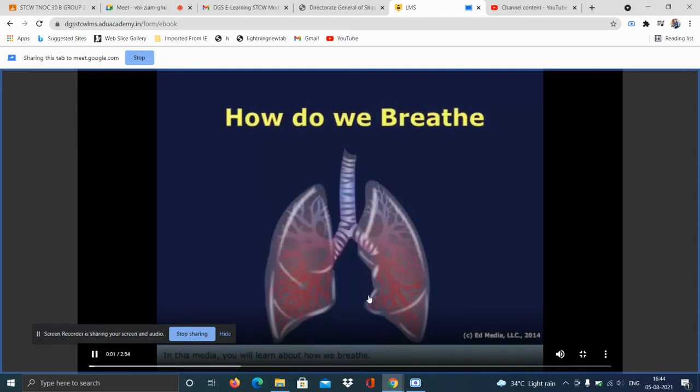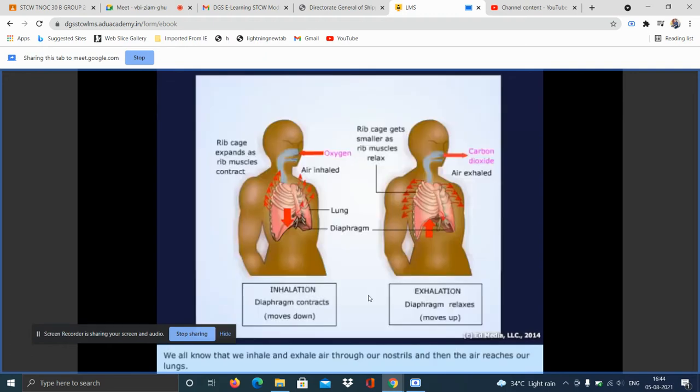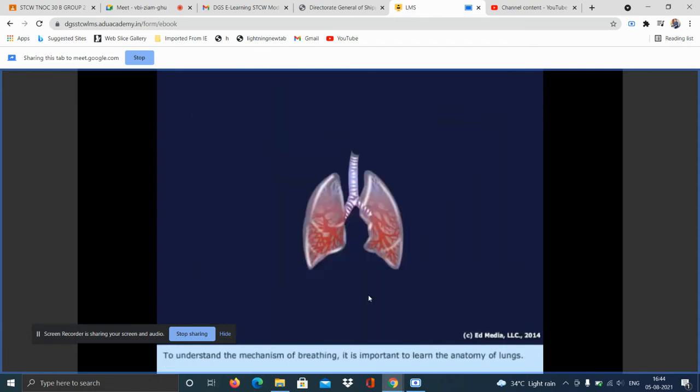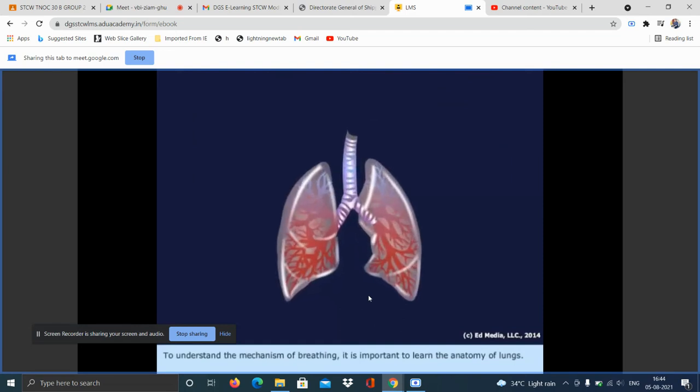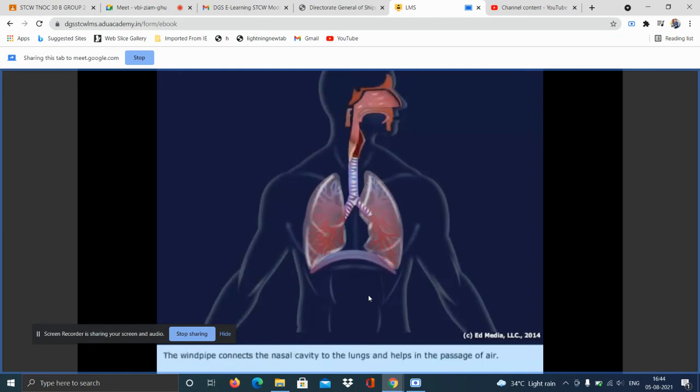In this media, you will learn about how we breathe. We all know that we inhale and exhale air through our nostrils, and then the air reaches our lungs. To understand the mechanism of breathing, it is important to learn the anatomy of lungs. Let us observe the structure of our lungs. You can see that our lungs are placed in the chest cavity. The windpipe connects the nasal cavity to the lungs and helps in the passage of air.